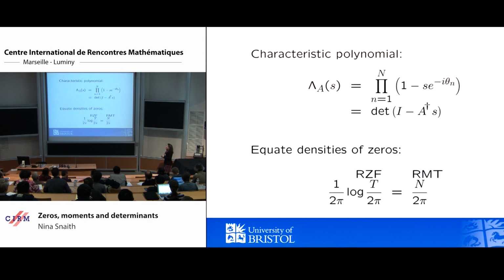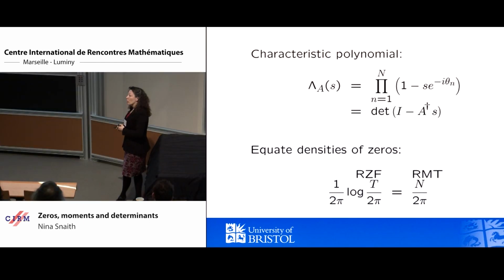So if A is one of our unitary matrices, the characteristic polynomial is defined like this: e to the i theta n are the eigenvalues of A. So this function goes to 0 whenever s hits an eigenvalue of A. And so this characteristic polynomial is going to be what models the zeta function for us. So we want to do kind of analogous calculations in random matrix theory with the characteristic polynomial in order to predict results in number theory about the zeta function.